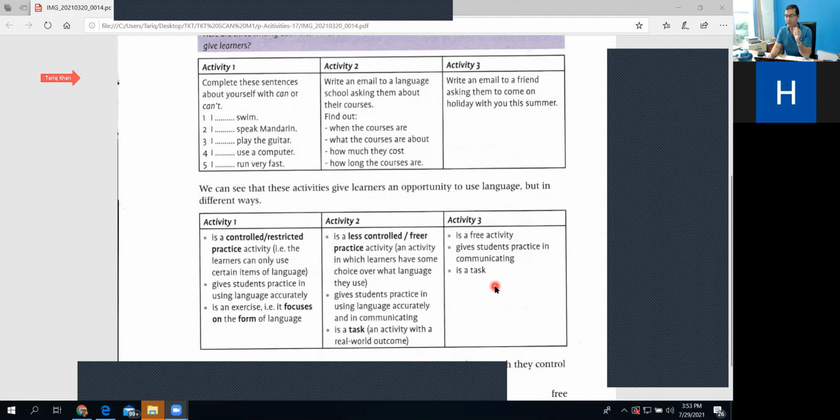Now if you remember, whenever we do the communication practice, we go by fluency. We don't go by accuracy. Do you remember that, Sujika? Yes, sir. We talked about that, and I think that's the question you had asked me. Yes, sir.